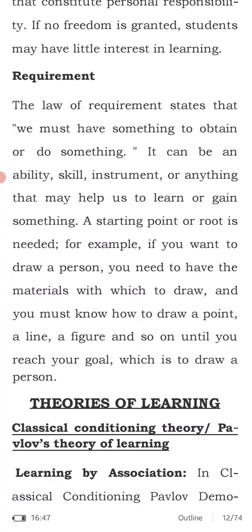Requirement. The law of requirements says that we must have something to obtain or do something. This could be the ability, skill, instrument, or anything that may help us to learn or gain something new. A starting point is needed. For example, if you want to draw a person, you need to have materials with which to draw, and you must know how to draw a point, a line, a figure, and so on until you can reach your goal, which is to draw a person.